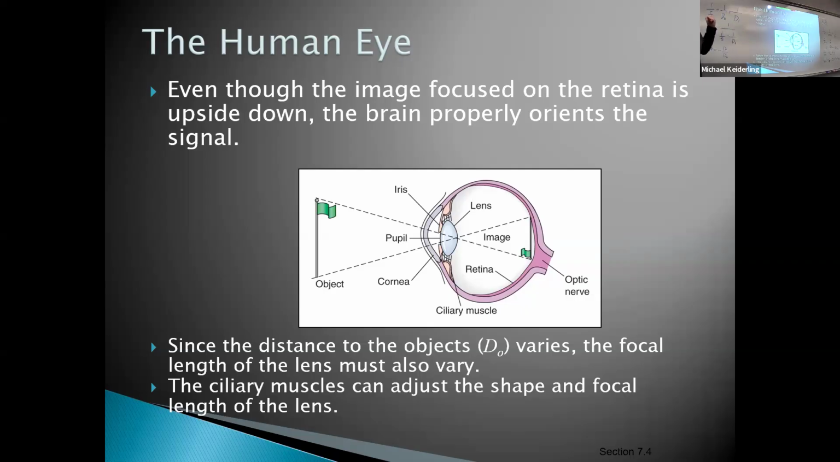For a camera, you can't change the focal length of the lens, and DO varies. So if you've ever noticed when you focus a camera, the lens moves in and out, that's because it's varying DI to get things in focus.